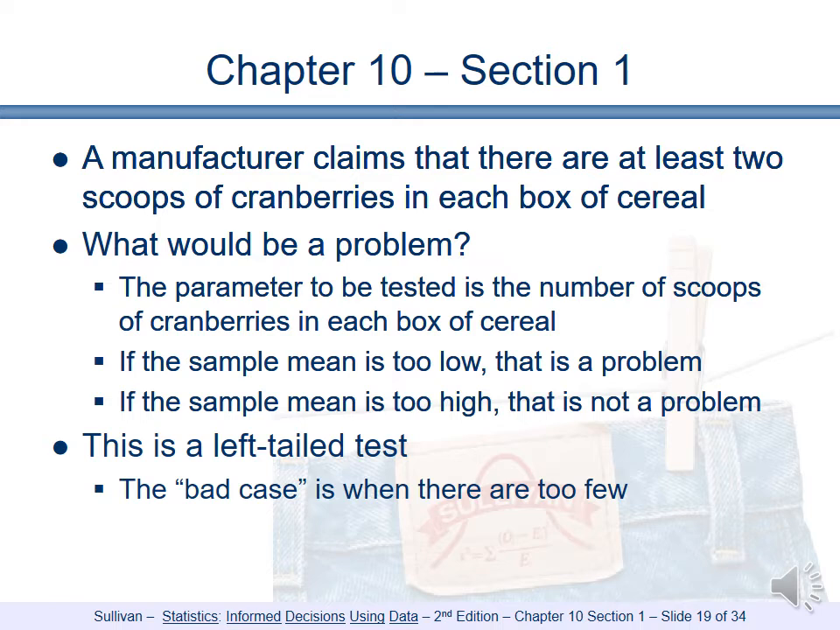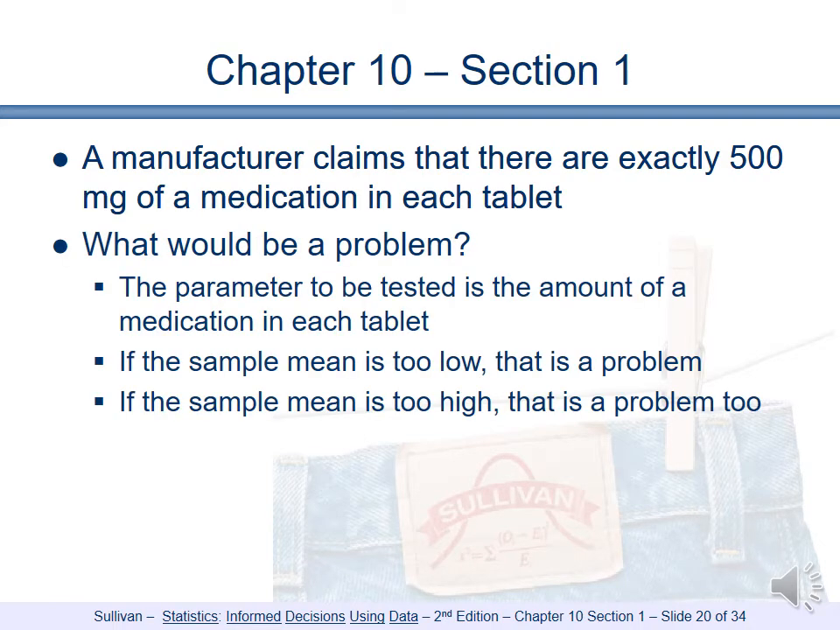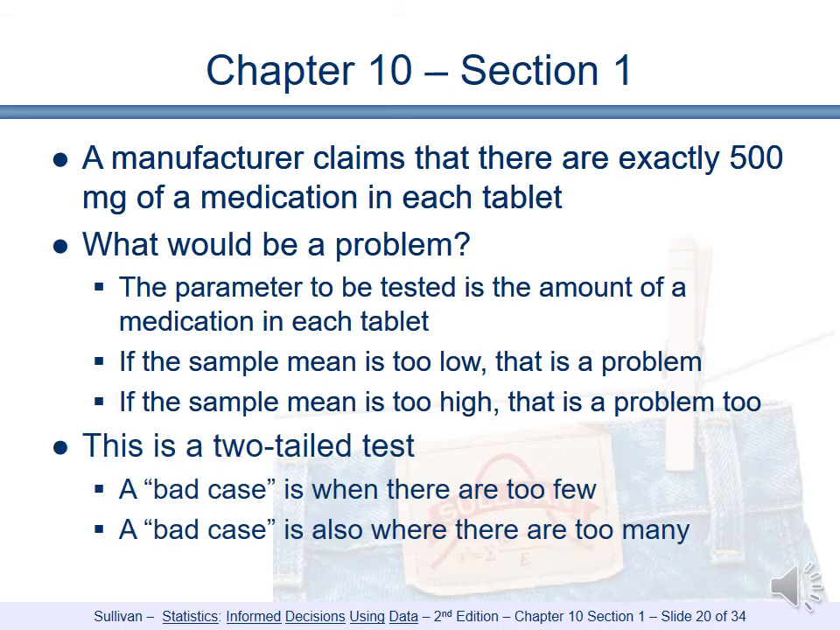A manufacturer claims there are exactly 500 milligrams of medicine in each tablet. So what would be the problem? Well, if you test the amount of medicine in each one and the sample is too low, you're not getting enough medicine. Or if it's too high, you're getting too much medicine. Both are bad cases, so this is a two-tailed test.